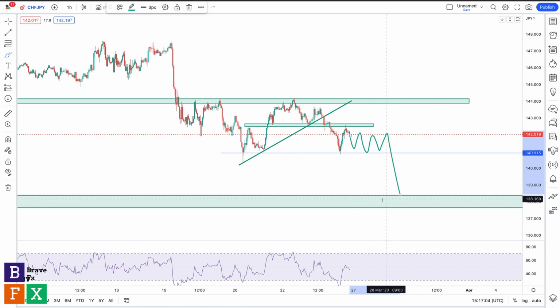the higher time frame. Remember the support level I showed you on the daily time frame, that's what we have down here. So my target is going to be around here, and my stop loss is going to be above the consolidation that leads to the breakout.